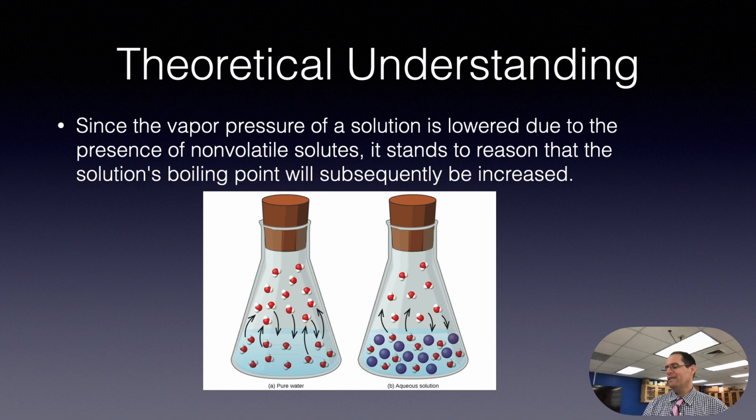The boiling point of a liquid is the temperature at which its vapor pressure is equal to ambient atmospheric pressure. Since the vapor pressure of a solution is lowered due to the presence of non-volatile solutes, it stands to reason that the solution's boiling point will subsequently be increased. Compared to pure solvent, a solution therefore will require a higher temperature to achieve any given vapor pressure, including one equivalent to that of the surrounding atmosphere.